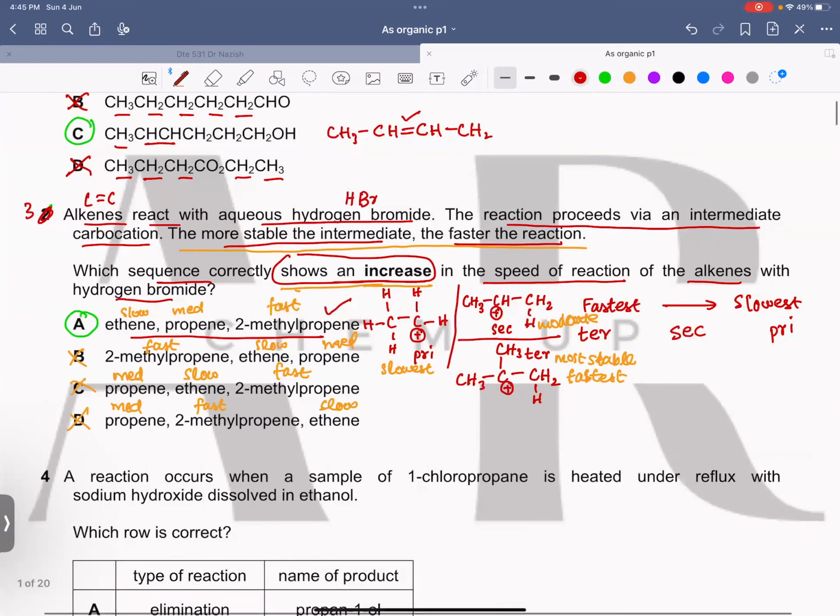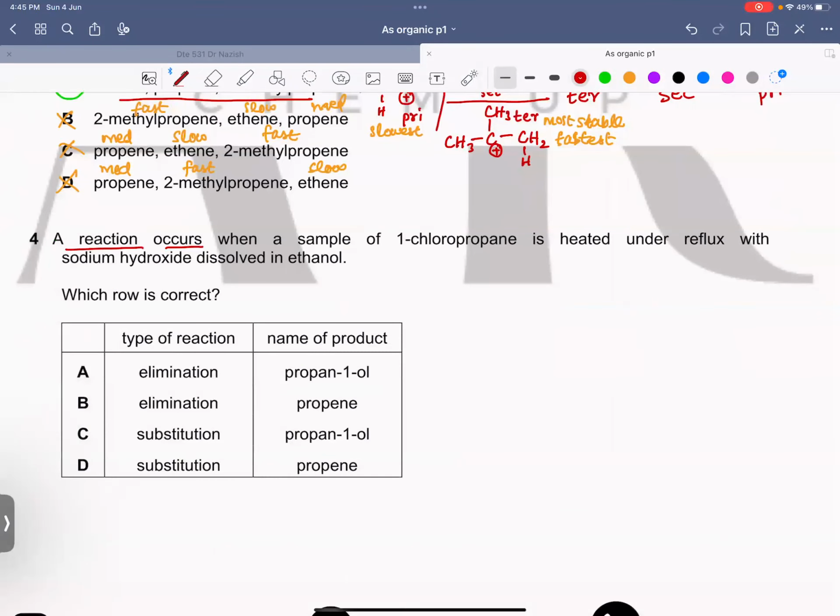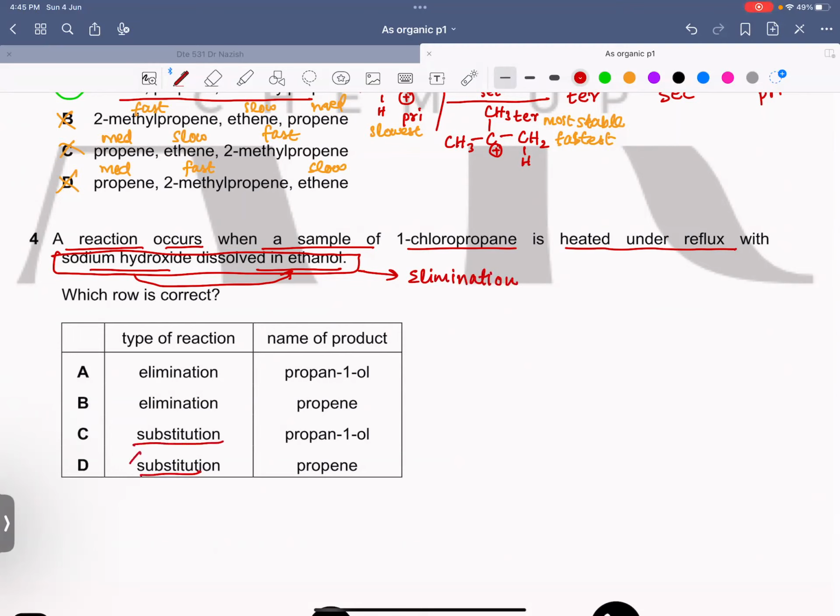Now, question number 4. A reaction occurs when a sample of 1-chloropropane is heated under reflux with sodium hydroxide dissolved in ethanol. So see, sodium hydroxide dissolved in ethanol. If you recall, this sodium hydroxide in ethanol leads to an elimination reaction, right? And if the reaction is elimination, then on the basis of that, I can mark C and D wrong.